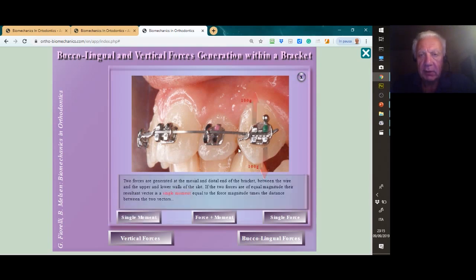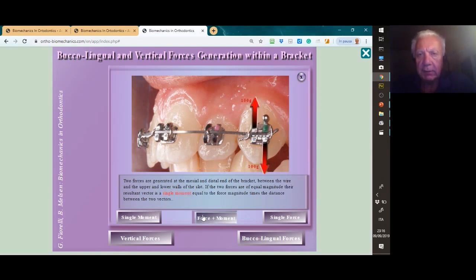A single moment is when the wire, that I tell you again has two points of contact inside the slot, produces two forces which are of opposite direction and equal magnitude. In this way we form a couple, and the couple is equal to the amount of the force times the distance. So in this case we have 100 grams. If the distance is 3 millimeters, as shown here, we'll have a moment of 300 gram millimeters. So that's how a single moment is created.